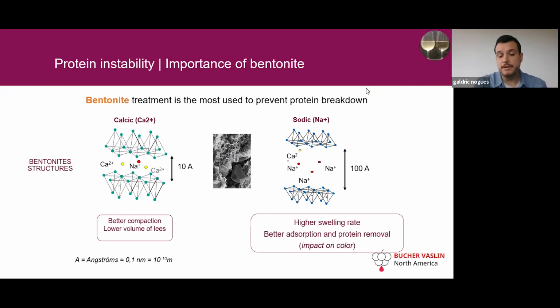When it comes to the calcic bentonite, the space between the layers is pretty small. So we'll have a better compaction of the lees, a lower volume of the lees, but you will have a lower action on unstable proteins. So the best way to stabilize a wine proteically will be to use sodic bentonite.